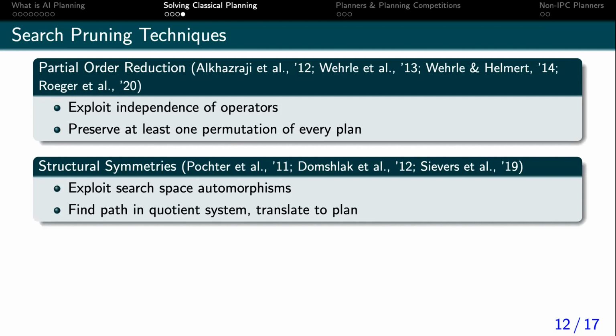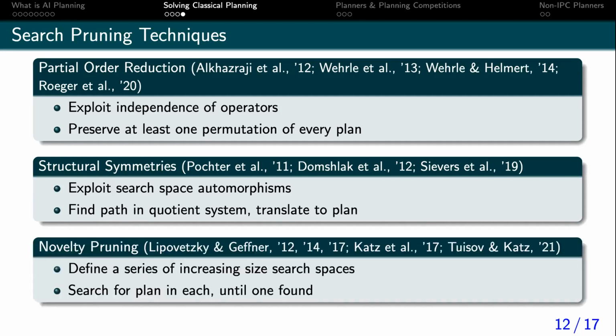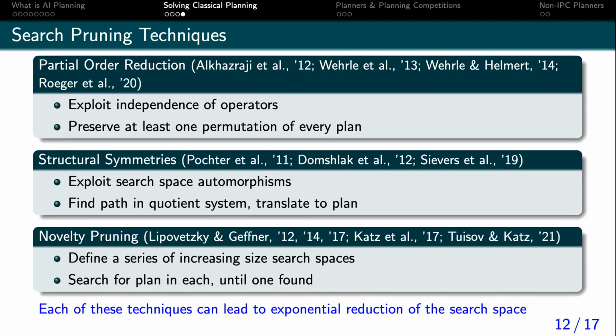Structural symmetries try to capture the structural similarity within the planning task, such as similar objects, map symmetry, etc. Novelty tries to reduce the accidental complexity of the planning task, defining a series of simplified searches. Each of these techniques can lead to exponential reduction in the search space. While partial order reduction and structural symmetries are mostly used for cost-optimal planning, novelty pruning is used for satisficing planning.